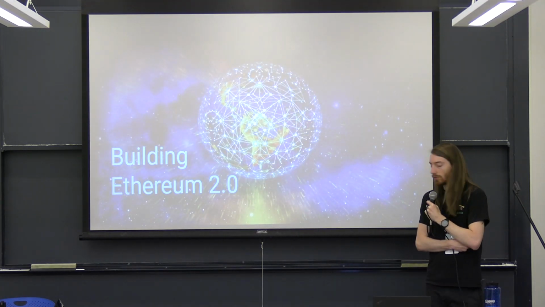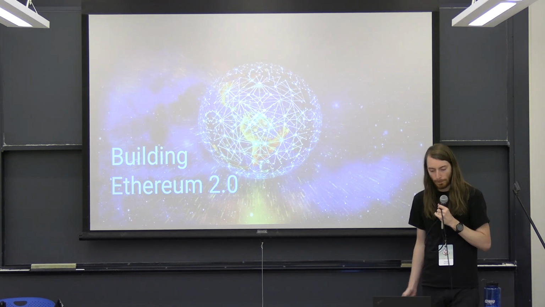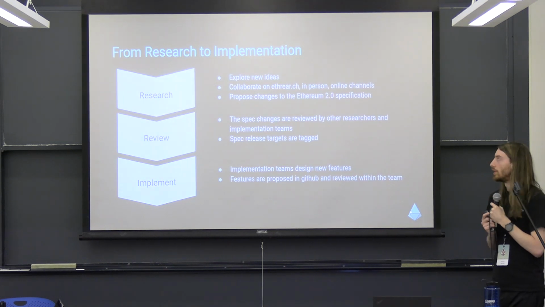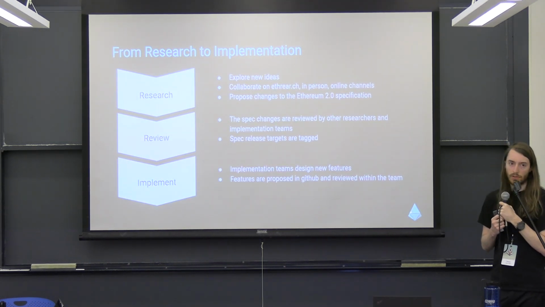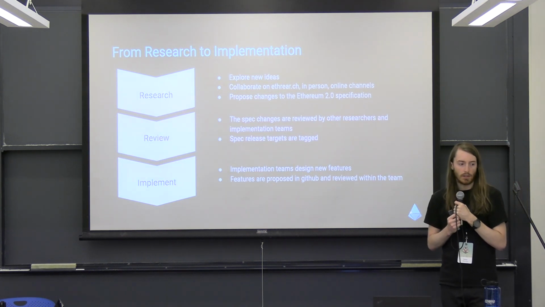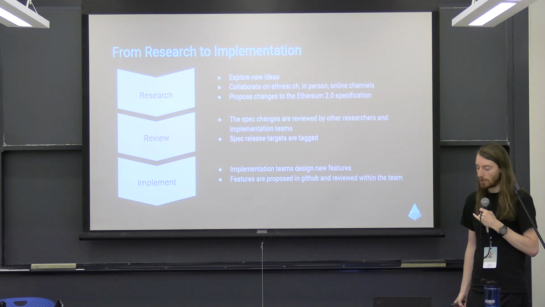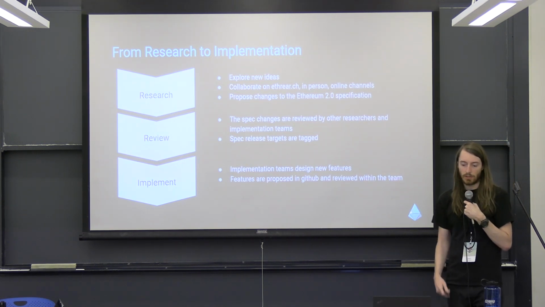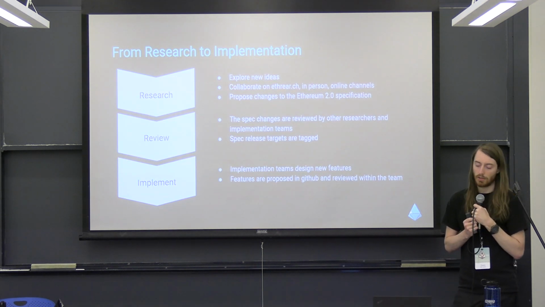Okay, so that's sort of how things work. Let's talk about how we actually build this thing. Going from a research idea to implementation is quite a long process. We have researchers from the Ethereum Foundation, independent researchers, and other implementation teams who are researching as well. They come up with ideas, experiment, collaborate, talk to each other, and then propose these changes to the specifications.